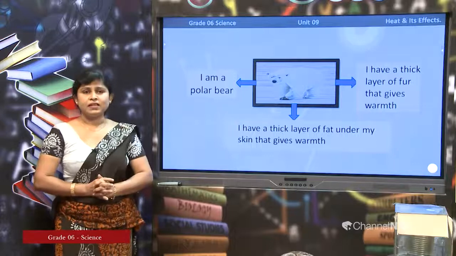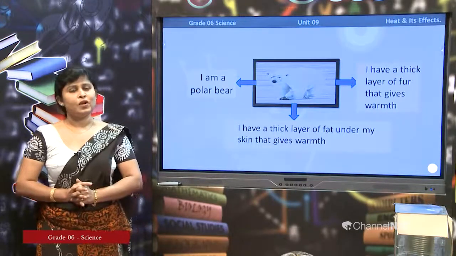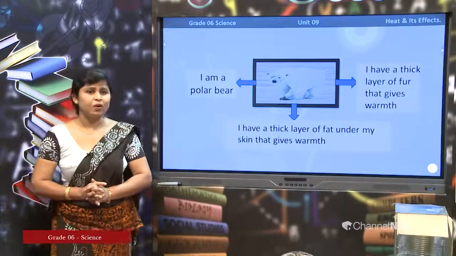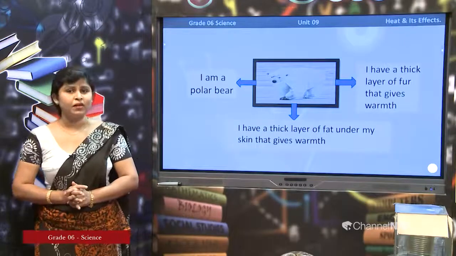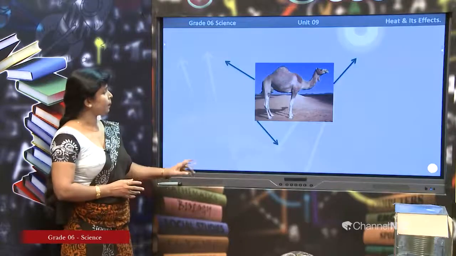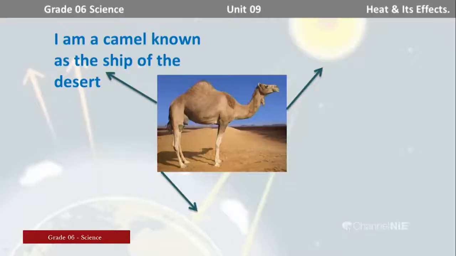Now, let's see, there is a different story said by the camel. The polar bear is living in an extreme cold climate, but the camel is living in an extreme hot climate. The story of the camel is totally different from the story of the polar bear. Let's see. I am a camel, known as the ship of the desert. You know that the camel is known as the ship of the desert.